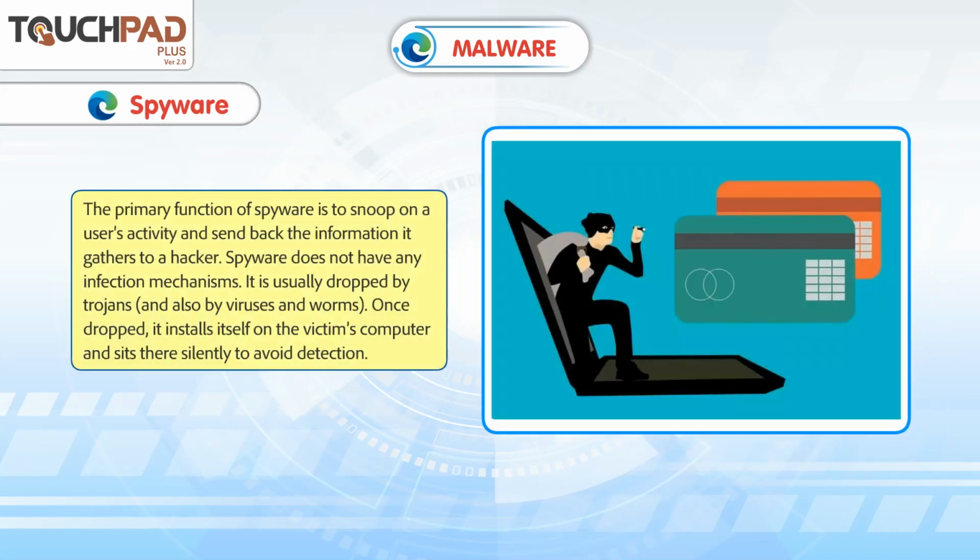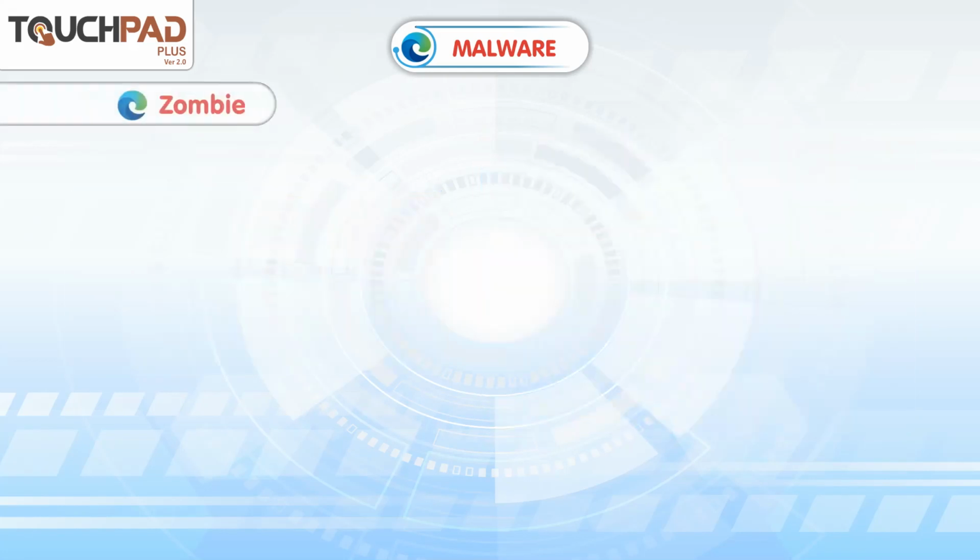Spyware. The primary function of spyware is to snoop on a user's activity and send back the information it gathers to a hacker. Spyware does not have any infection mechanisms. It is usually dropped by Trojans and also by viruses and worms. Once dropped, it installs itself on the victim's computer and sits there silently to avoid detection.